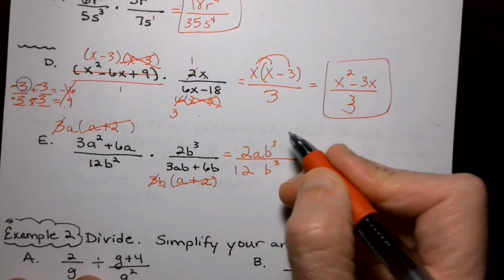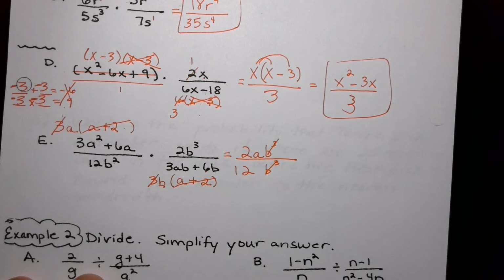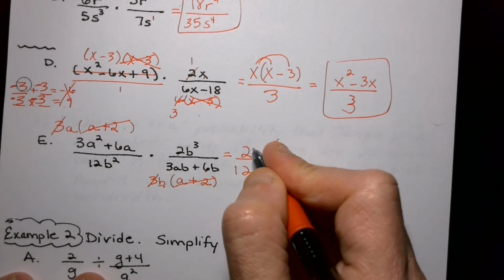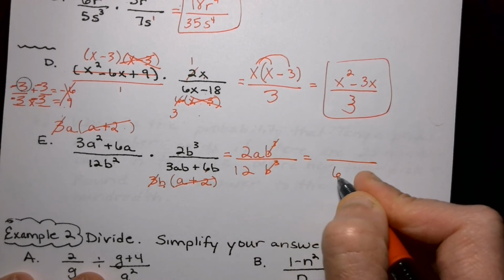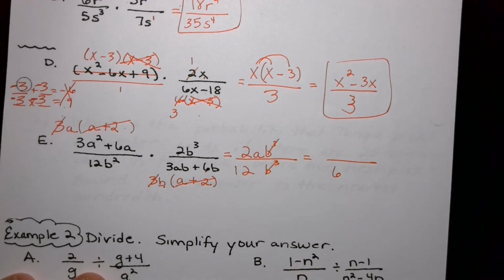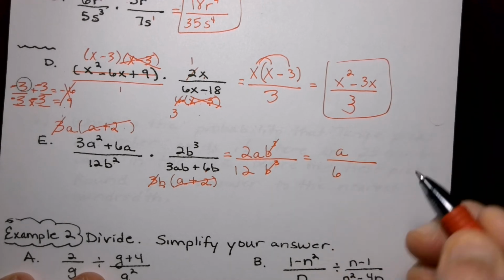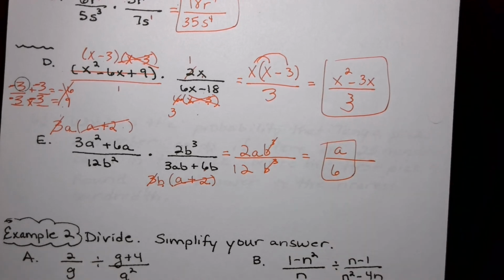Let's see here. Those are gone, aren't they? And 2 over 6, you can divide them each by 2, and you are ended up with a 6 in the bottom and a 1 in the top. And all you have left in the top is an A.